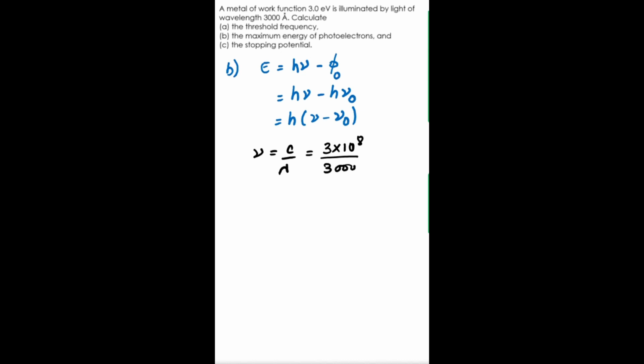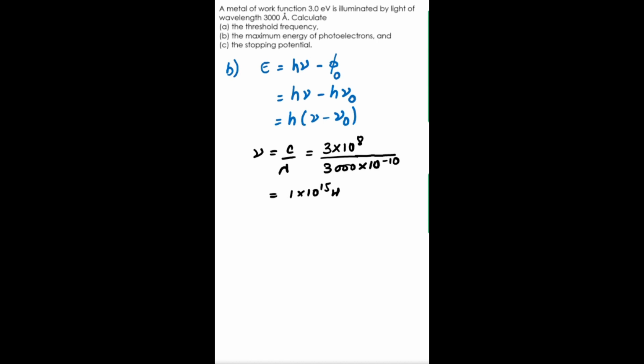So to convert this angstrom into meters, since we are using speed of light in standard units, we have to convert this into standard units. So 3000 angstrom will be 3000 into 10 to the power minus 10, and this will give us the frequency of the photons which are imparted on the metal. So that gives us 1 into 10 to the power 15 hertz.